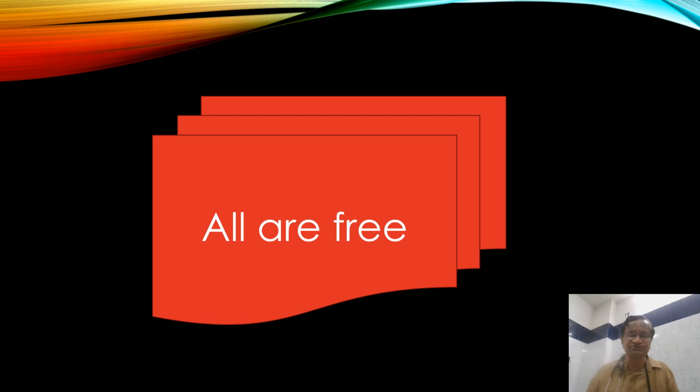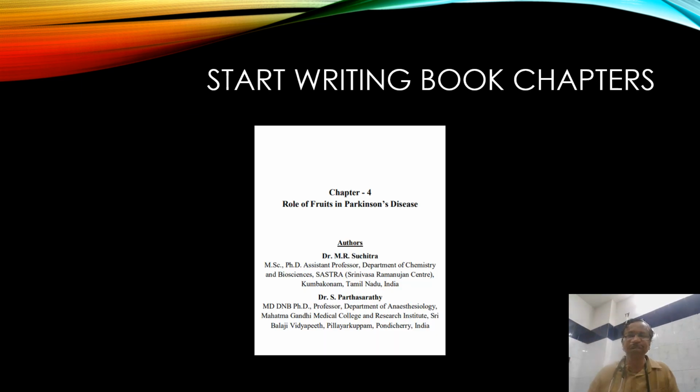LinkedIn, Twitter accounts, all are free. You don't need to pay for anything. Start writing book chapters. Now you see, role of fruits in Parkinson's disease. My wife and I have done this, and we have cited a few articles written by us on rare fruits. So that is one advantage of writing book chapters.